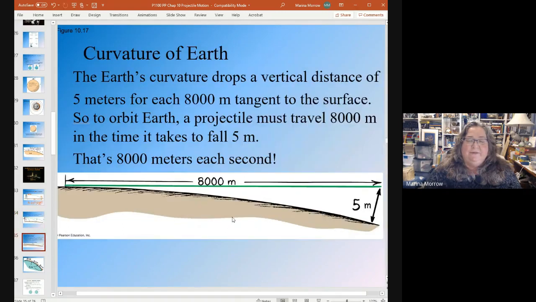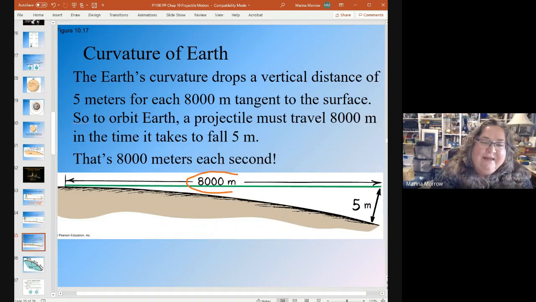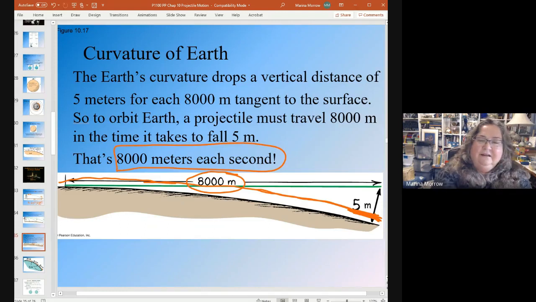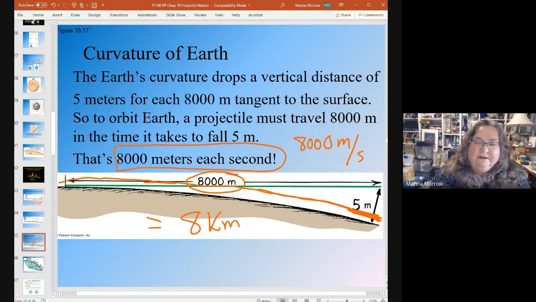It turns out to match the curvature of the Earth, the ball has to be able to go out 8,000 meters before it falls 5 meters. That would keep it following the curvature of the Earth, not falling down to the Earth, but paralleling the surface of the Earth. So that's how fast it has to go: 8,000 meters in each second. So 8,000 meters per second, or as they sometimes say in the book, 8 kilometers per second.